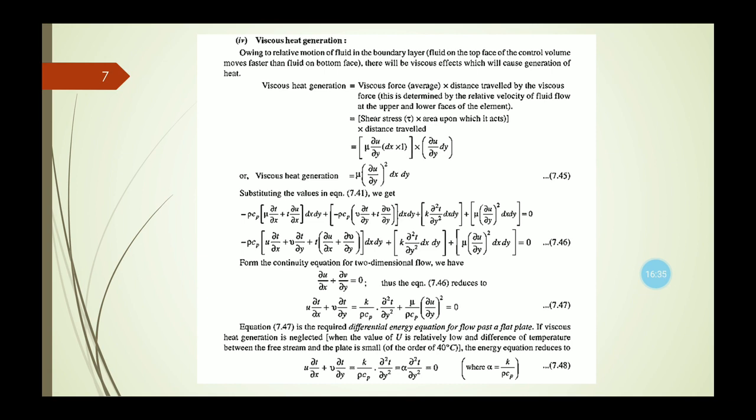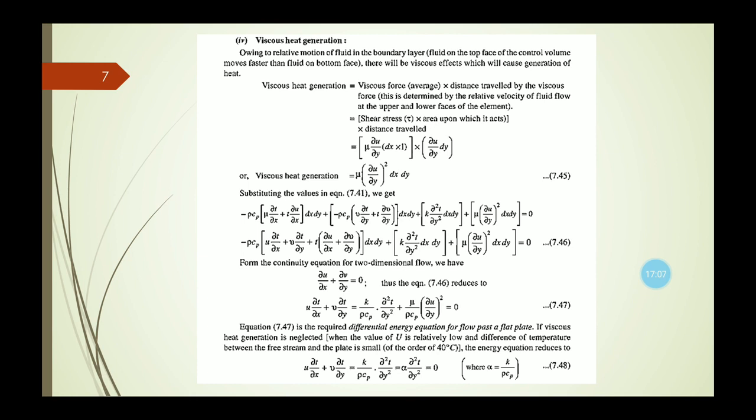Now if we use this one in equation number 7.46, then it can be reduced as u del T del x plus v del T del y equals k by rho cp multiplied by del 2T del y2 plus mu by rho cp into (del u del y) whole square. This is our equation number 7.47. So this is our required differential energy equation for flow past a flat plate.